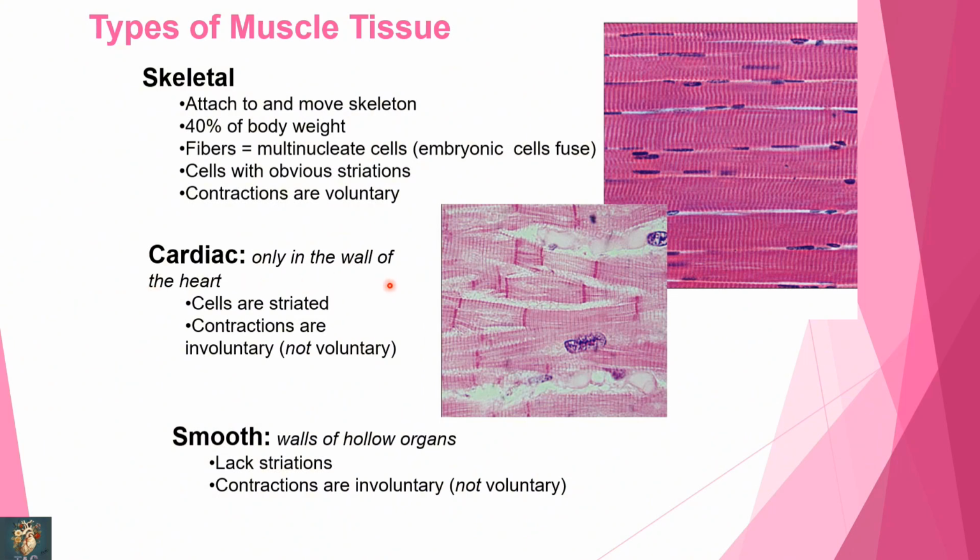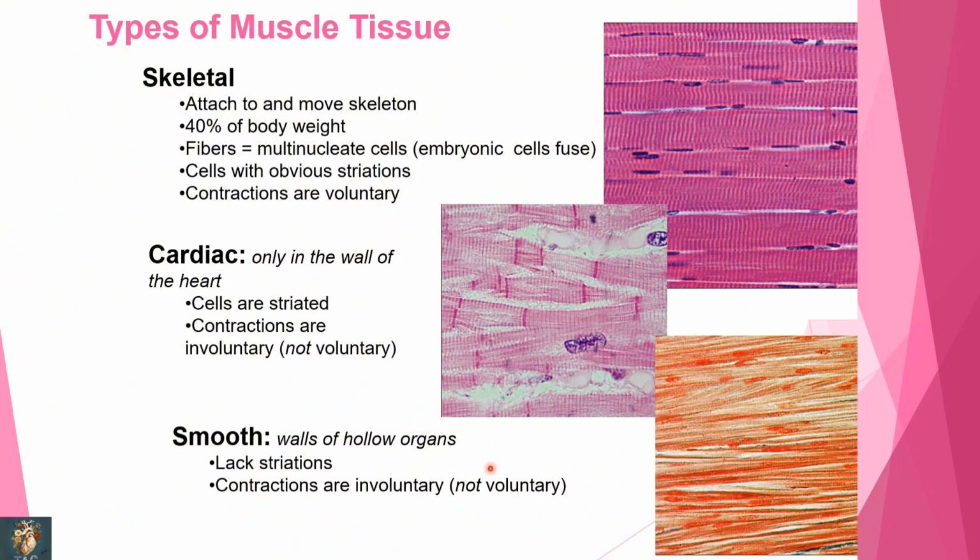Cardiac muscle is only in the wall of the heart, and the cells are striated. You can see the striation in these cells. Contractions are involuntary. Also, you can see the intercalated disc and the branching of the cells as well. And the smooth muscle cells are present in the walls of the hollow organs. They lack striation and the contractions are involuntary.